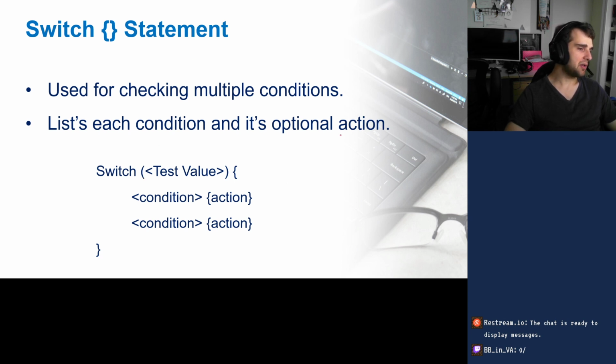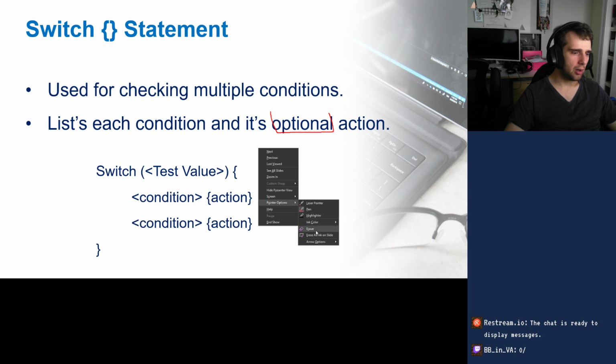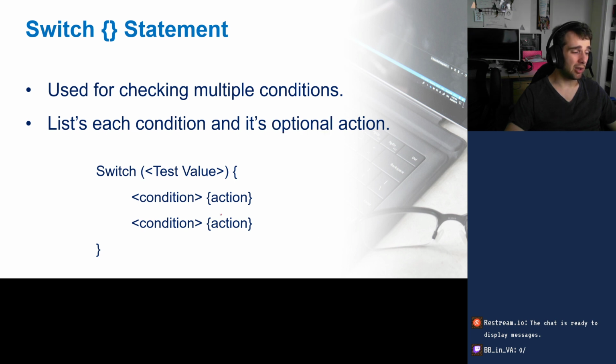So what we have here is basically we can use it to check multiple conditions, and it lists each condition and its optional action. And I use the word optional because it's optional. It's not something that is required. You can have it there, and the action doesn't need to do anything. Realistically, though, if you want to do something with that action, you usually do something with that action.